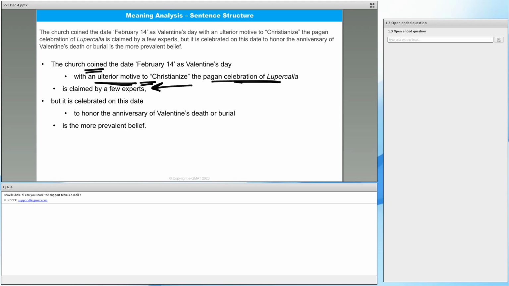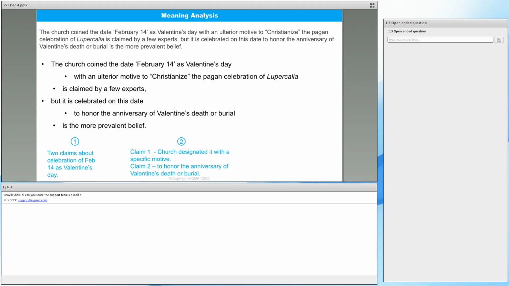That part is claimed by a few experts. But then the author says it is celebrated to this day. The reason it's celebrated is to honor Valentine's death or burial, and that part is the more prevalent belief. So there are two claims about the celebration of February 14 as Valentine's Day. Claim 1 is that the church designated it with a specific motive, and claim 2 is that it is really done to honor the anniversary of Valentine's death or burial.